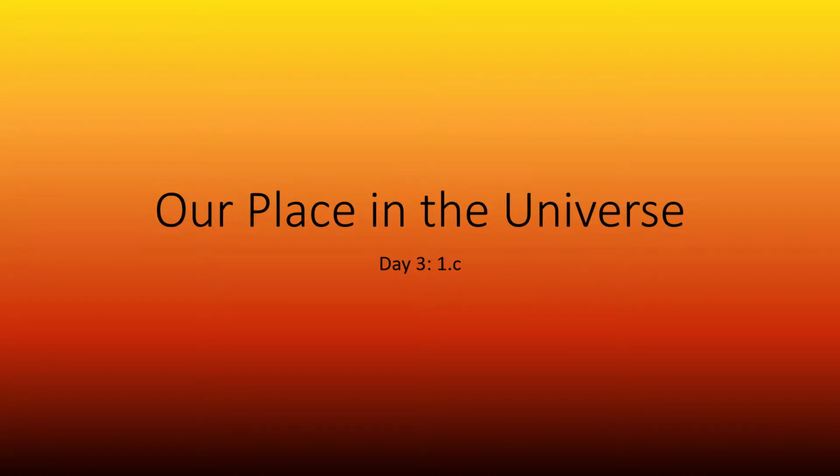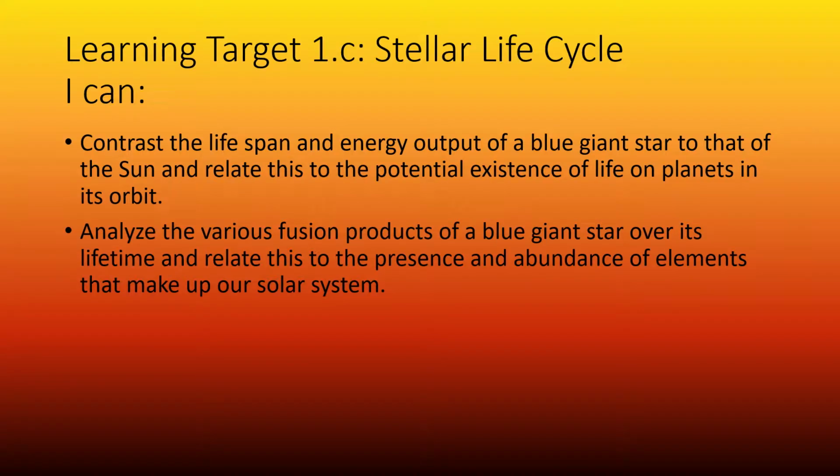This is Unit 1, Our Place in the Universe, Day 3. Our learning targets for today are 1C, our stellar life cycle, or our star life cycle. We'll be able to contrast the lifespan and energy output of a blue giant star to that of the Sun, and relate this to the potential existence of life on planets in its orbit, and analyze the various fusion products of a blue giant star over its lifetime and relate this to the presence and abundance of elements that make up our solar system.